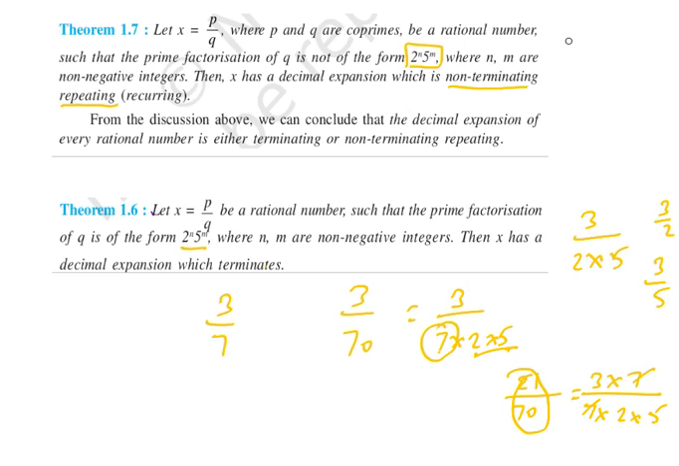Instead of this, if it is 3 by 28, what will happen? 4 7s are 28. So, 4 we can write as 2 square. So, 3 by 2 square into 7. Only 2 square is there, it would terminate, but along with that 7 is also coming. So, definitely this kind of decimal expansion will repeat. If we divide 3 by 28, we will get a repeating pattern of decimal expansion.